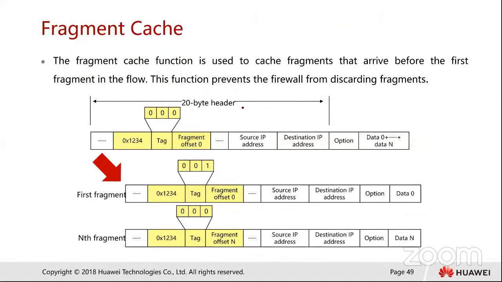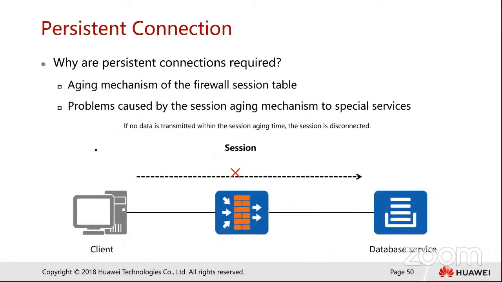Basically, how to configure basic ASPF, you just punch in that term, which we shall be looking at in the labs. The fragment cache function is used to cache fragments that arrive before the first fragment in the flow. This function prevents the firewall from discarding fragments. So when the first fragment comes, this helps us to cache its fragments so that the firewall does not discard our fragments.